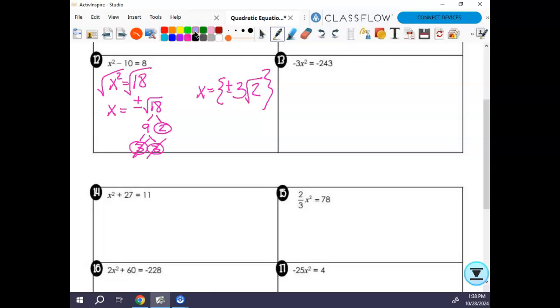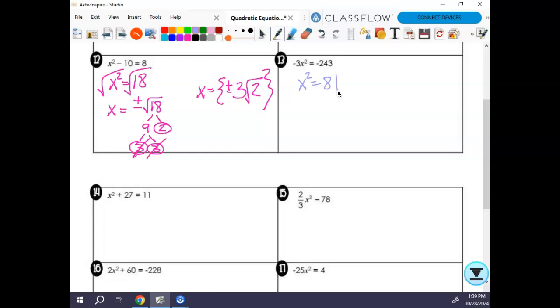All right, number 13. Now, my x squared term is negative. I got two options. I can switch sides of everything, or is 243 divisible by 3? It is, right? And so if I divide it, then a negative divided by a negative is a positive. So you'll get x squared equals 81.